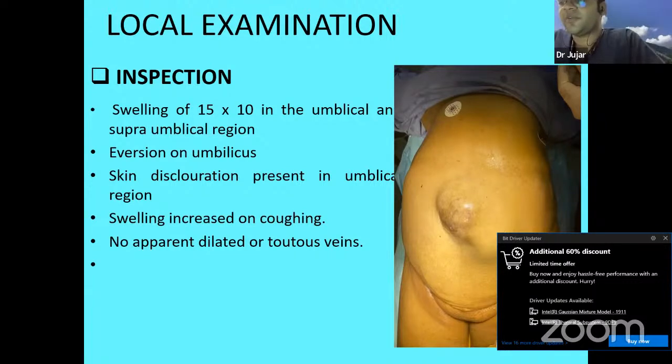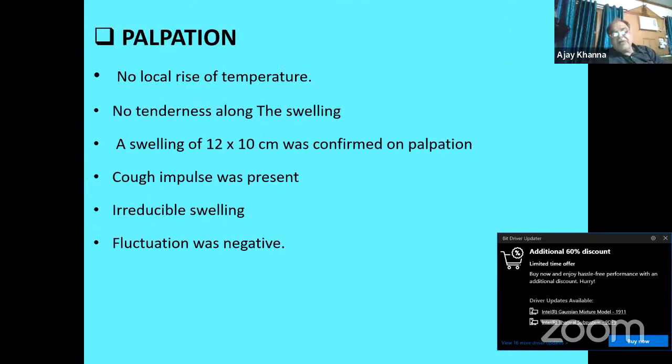Okay, sir. On examination of the abdomen, first we inspected the abdomen. There was a swelling of 15 cross 10 centimeters, mostly in the umbilical region, extending to the epigastric and the iliac regions. There was eversion of the umbilicus. There was a little skin discoloration present in the umbilical region. There was cough impulse present on inspection, and there were no apparent dilated or tortuous veins.